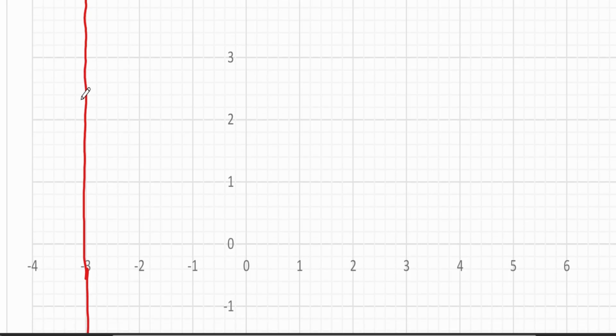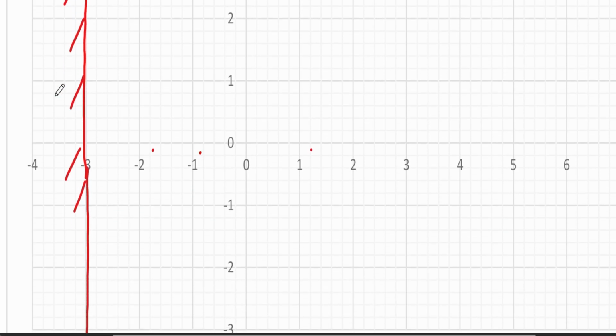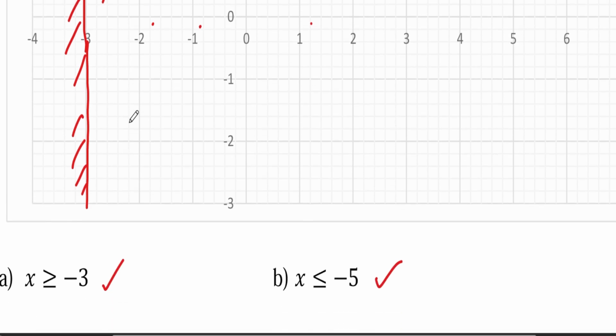So you need numbers that are greater than -3, which includes -2, -1. You shade out the parts you don't need. So here, this is the part. And therefore, you write it as x equal to -3. Don't write the inequality.